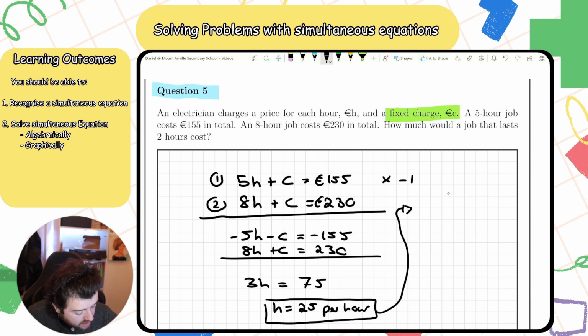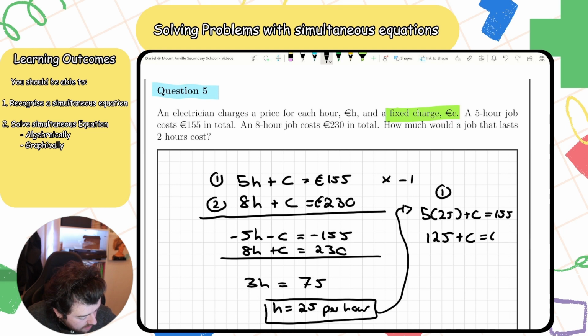His fixed cost is going to be, so I'm going to sub into equation 1. 5 times 25 plus C is equal to 155. So that's going to be 125 plus C is equal to 155. So his fixed cost is going to be 155 minus 125, which is 30 euros. So his fixed cost is 30.